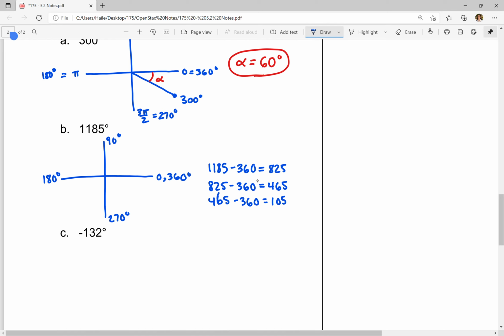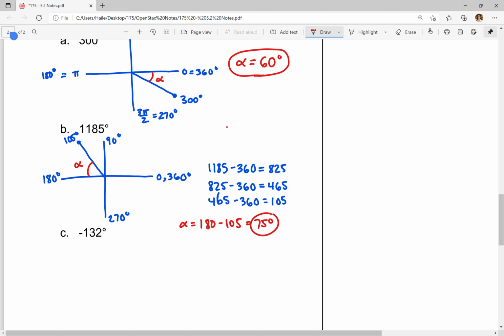So 105 is going to be a little bit bigger than 90, but less than 180. So maybe we say 105 is somewhere right there in quadrant 2. So our reference angle is going to be between that line and the x-axis. So alpha will be that angle between 105 and 180. So to find alpha, we can simply do 180 minus 105, and that gives us 75 degrees. So alpha is equal to 75 degrees.